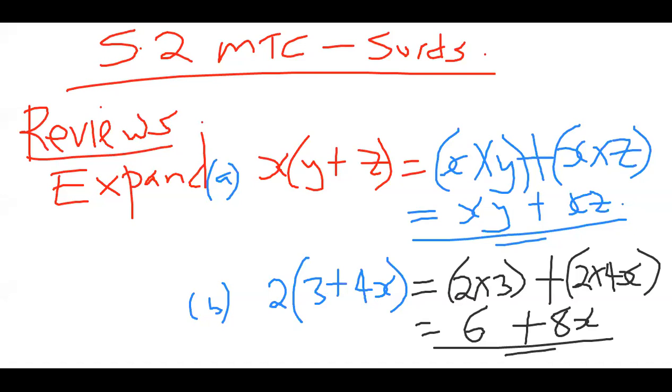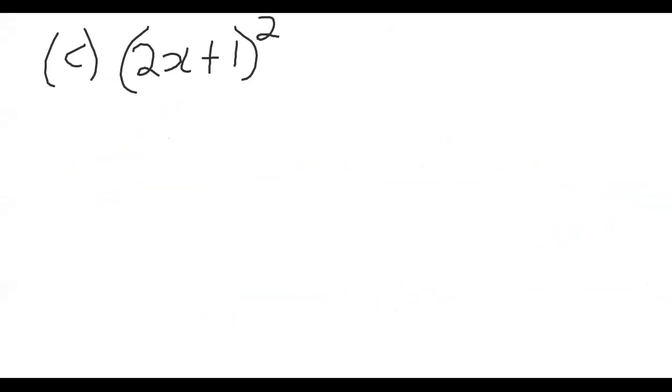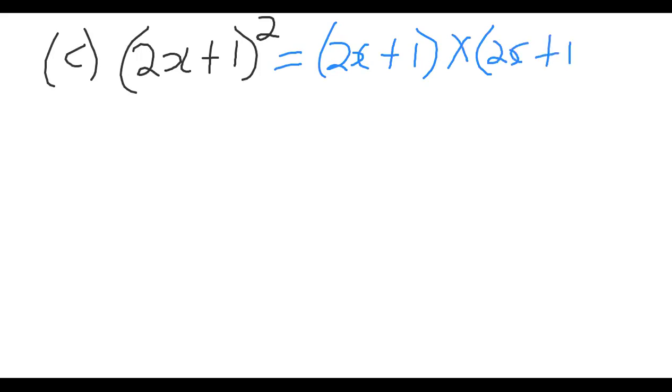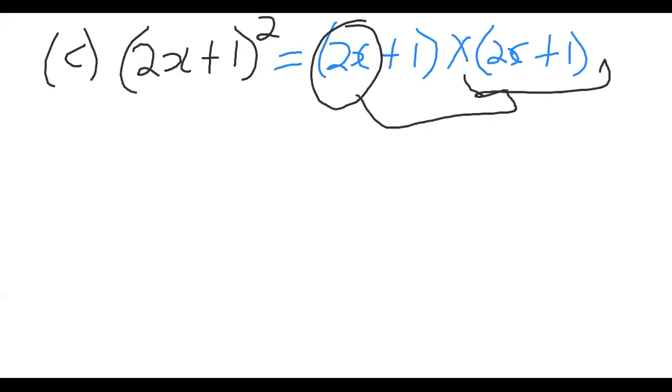Then the next part, part C, you can have it like this: we have 2x plus 1 squared. When you square that, this is the same as 2x plus 1 multiplied by itself, 2x plus 1. This means that whatever is in this bracket, for example this 2x, is going to multiply everything in this bracket here. Likewise, whatever is here is going to multiply whatever is inside there. So that is what we do.